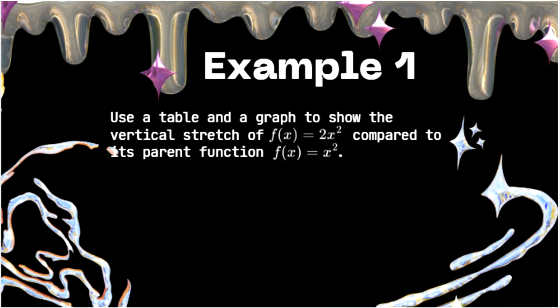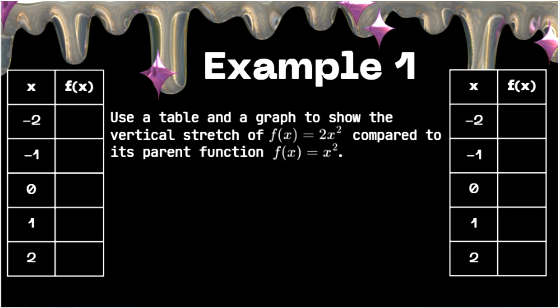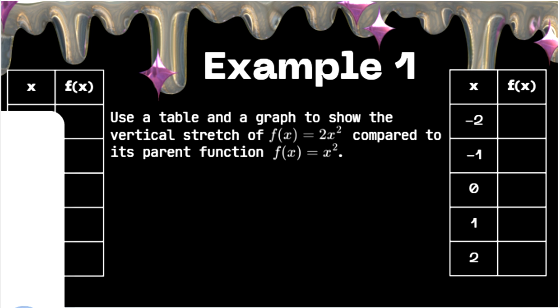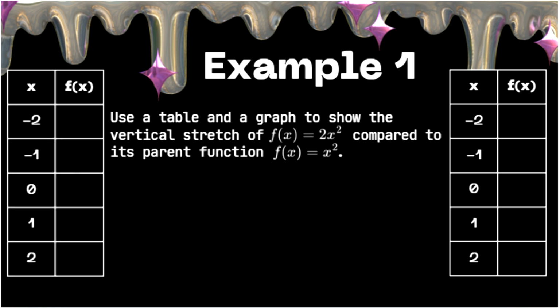Example number 1, use a table and a graph to show the vertical stretch of f of x is equal to 2x squared compared to its parent function f of x is equal to x squared. So first we're going to use a table to show this. So this is our parent function. We're going to go in order. We're going to go with our stretched function. Sorry, not translated. Our vertically stretched function first, which is this one right here.